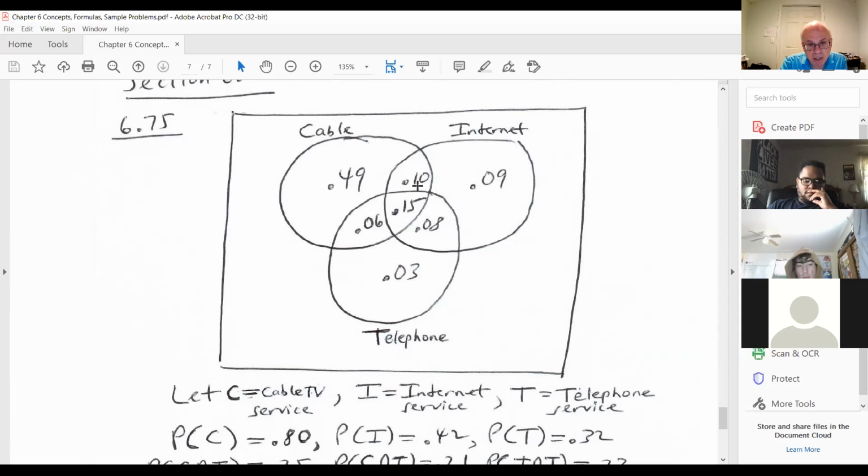I'm telling you, 80, 90% of students who don't study this always put the 25% right here in this area. It's not 25% there, it's 10%. Because 10 plus 15 is 25. That's the whole area between cable and internet.